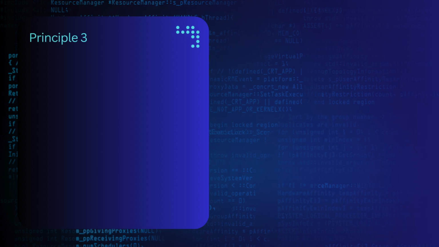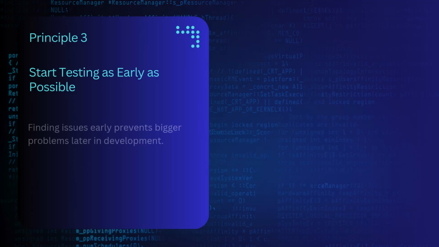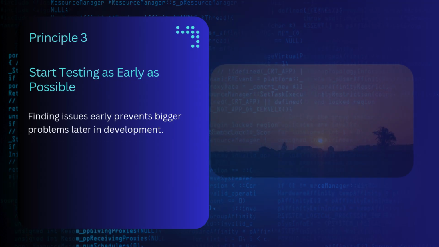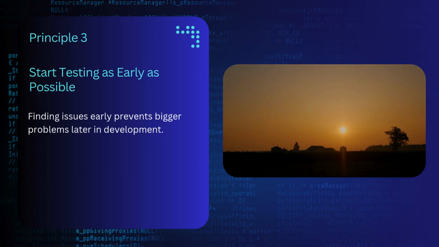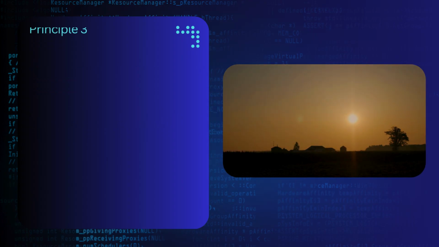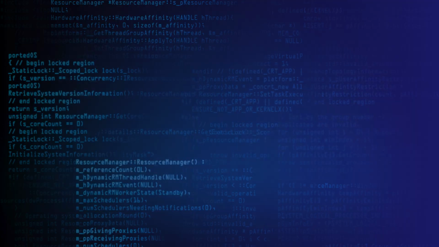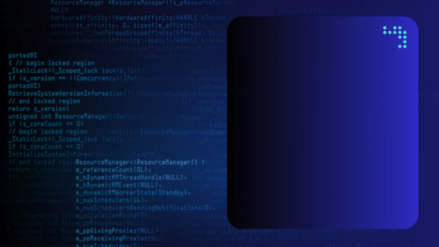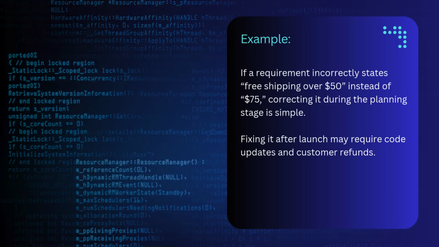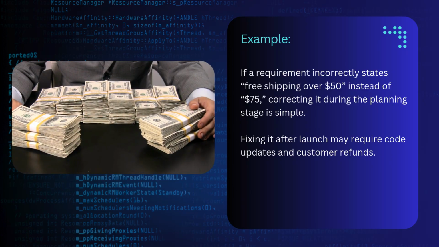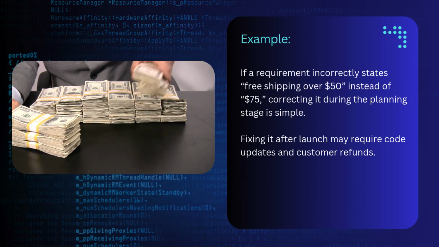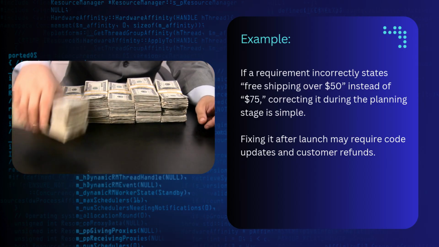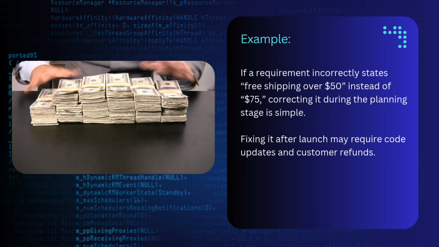Principle 3. Start testing as early as possible. Finding issues early prevents bigger problems later in development. Example: if a requirement incorrectly states free shipping over $50 instead of $75, correcting it during the planning stage is simple. Fixing it after launch may require code updates and customer refunds.